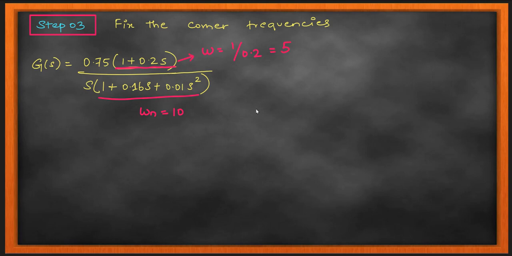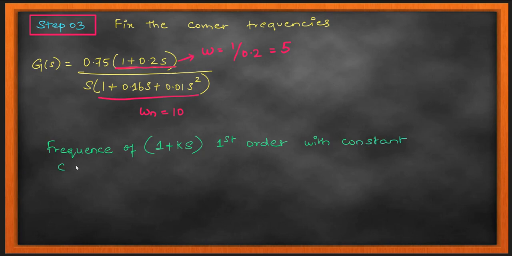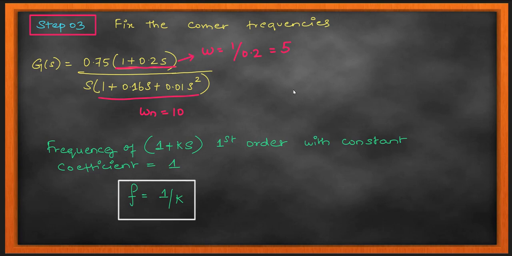The first thing we want to find, for fixing the corner frequency, is the frequencies that are visible in your G of S. If you take G of S, you can see that my omega is equal to 1 by 0.2, that is 5, and for the second order system, my omega n is 10. So these are the two frequencies I can fix from G of S. For the first order system, the frequency is given by 1 divided by the coefficient of S, that is 1 by k, and in this case the k value is 0.2. So 5 and 10 are my frequencies from G of S.